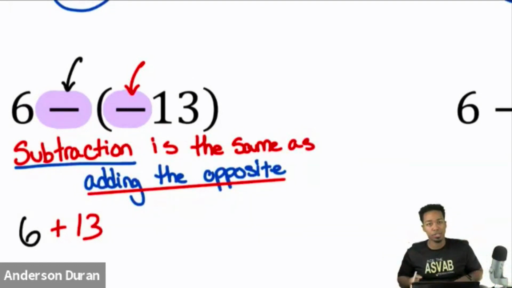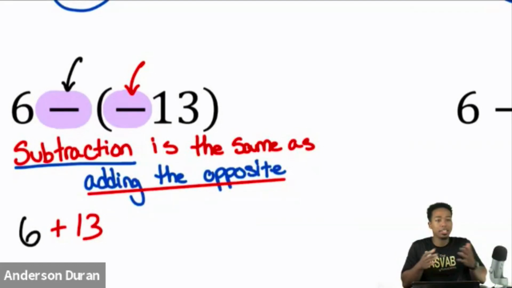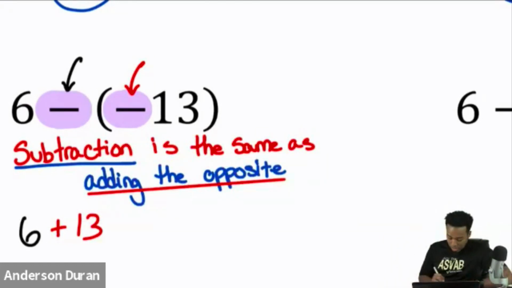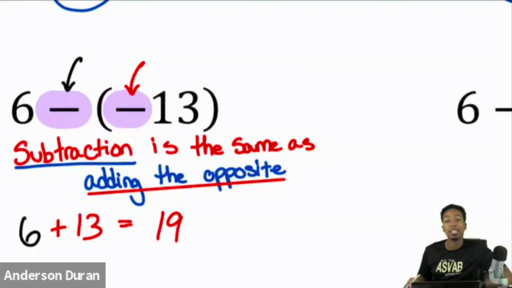So 6 minus negative 13 is the same thing as adding 13. Again, subtracting a negative, do the opposite, add a positive. And that's how we get 6 plus 13 to get an answer of 19, not negative 7. All right, the answer is positive 19, not negative 7.